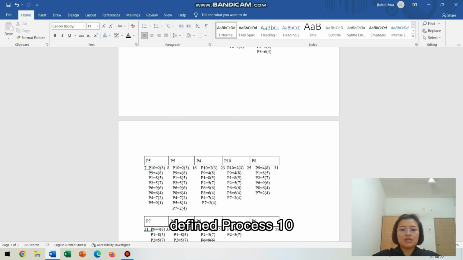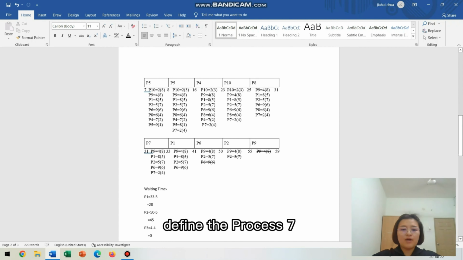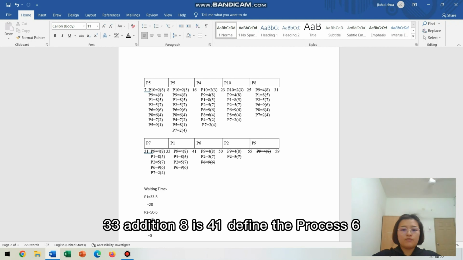Define the process 10. 23 additional 2 is 25. Define the process 8. 25 additional 6 is 31. Define the process 7. 31 additional 2 is 33. Define the process 1. 33 additional 8 is 41.